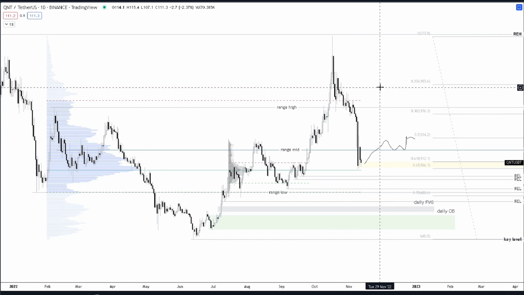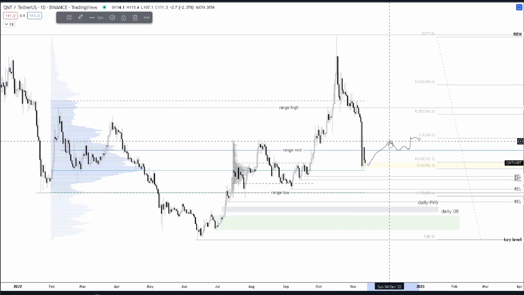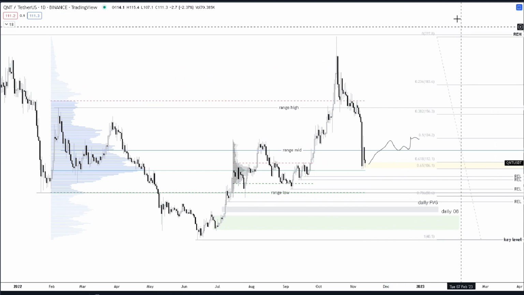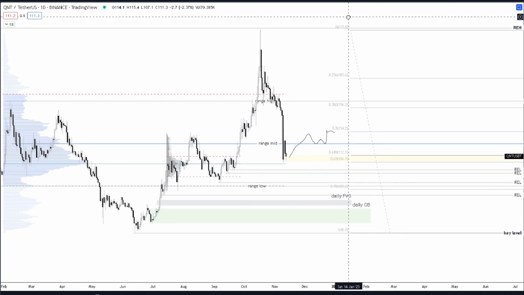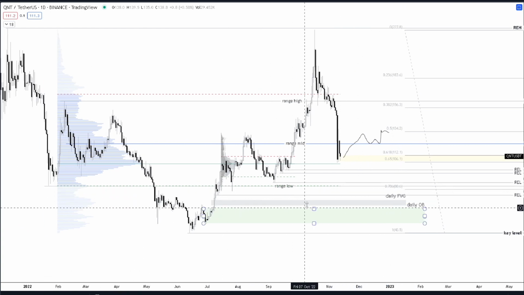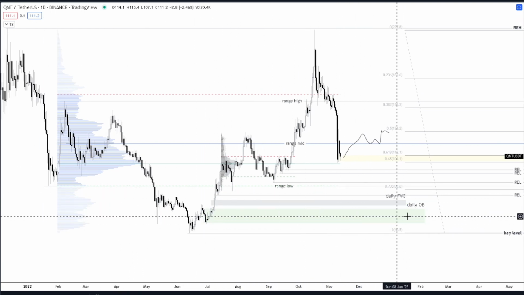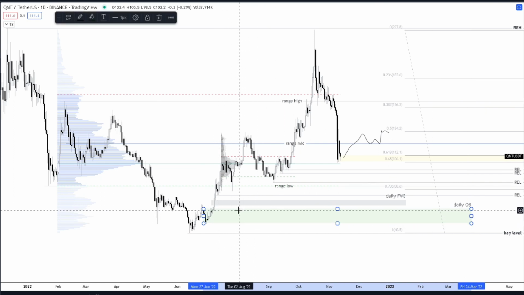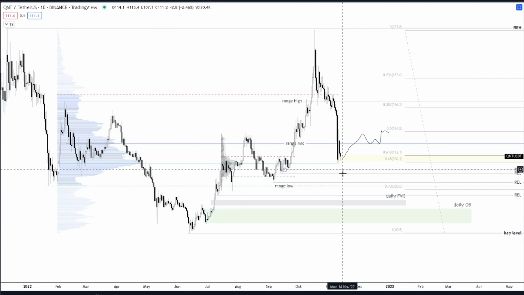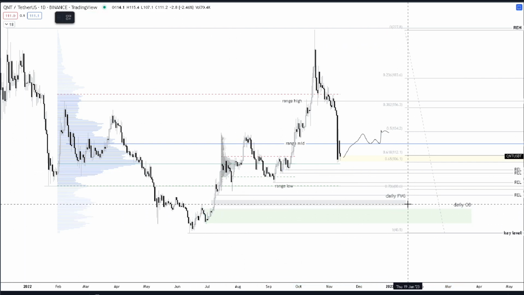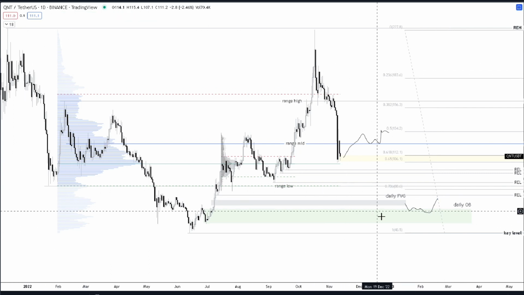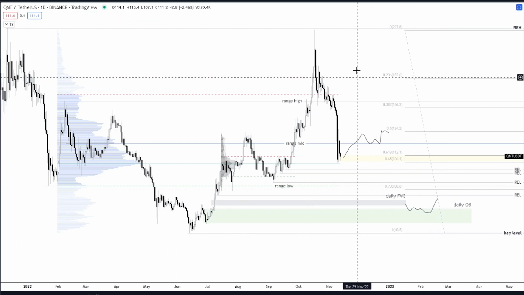In terms of the macro, I think overall we are headed for lower prices in the further future, maybe in the next couple months or two, and that's these levels that I have drawn out right here. This daily order block is an area of very high amount of demand. So when I see price come down here, I think it would be a very good value zone to be purchasing Quant or setting up any trades.